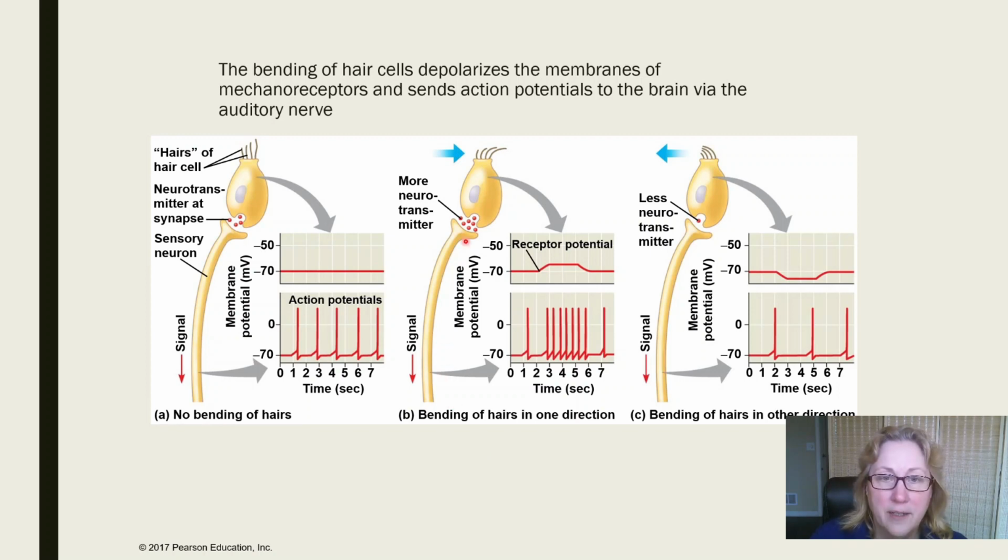So if the neuron comes from a hair cell that is supposed to be hearing high-pitched noises and it's damaged, and instead it's releasing neurotransmitter all the time, that's going to be perceived by the brain as a high-pitched sound that doesn't stop. Tinnitus can also come and go depending on if you have pressure in your ears for some other reason, like you have a sinus infection.